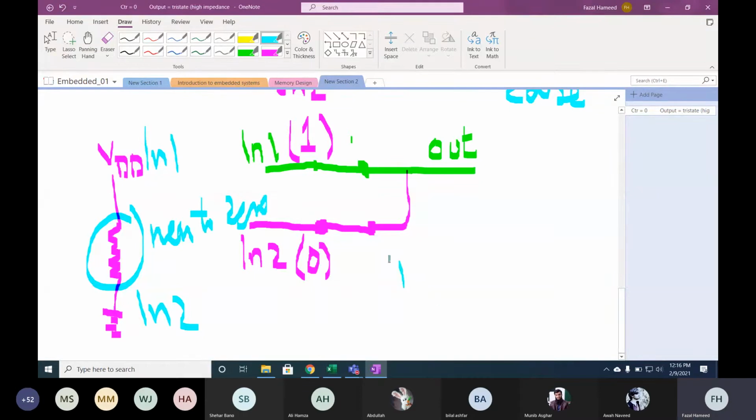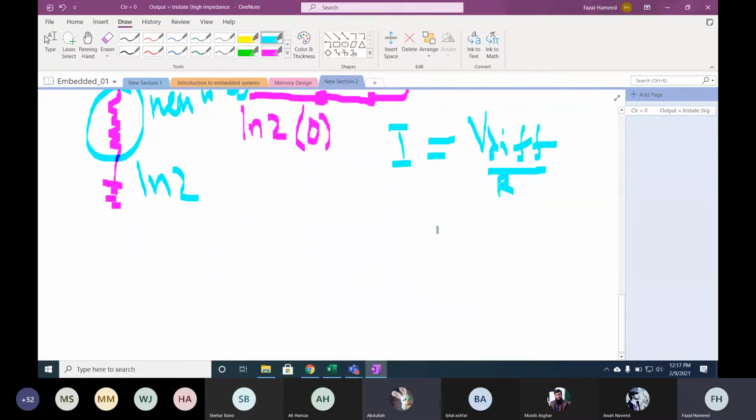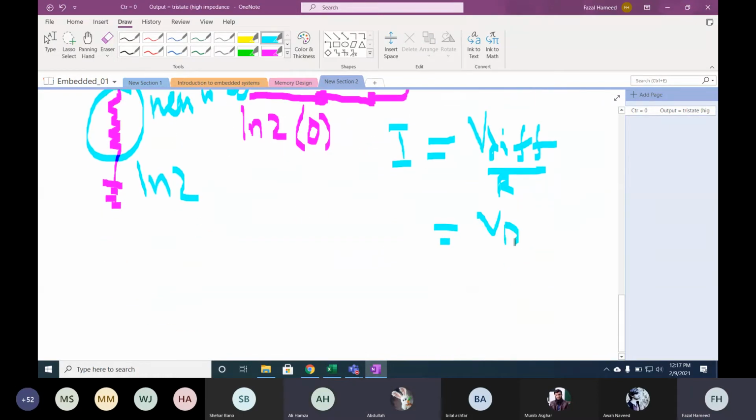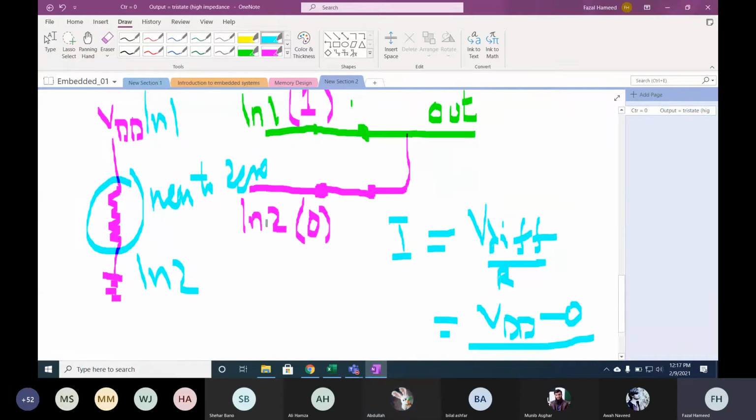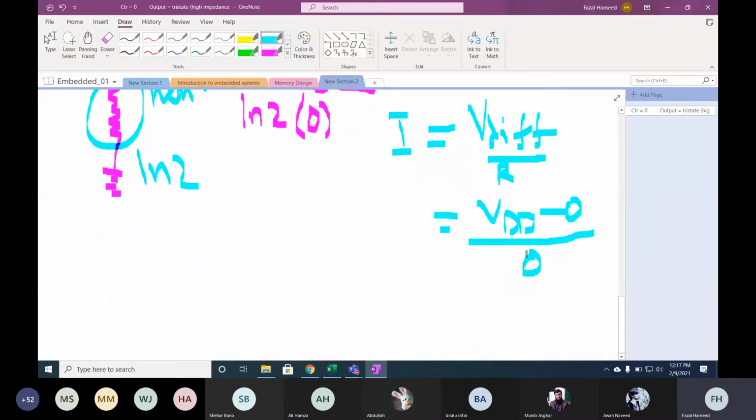So what will be the current? The current is equal to the voltage difference, V diff, divided by R. What is V diff? The voltage difference: the high voltage VDD minus 0, divided by R. And what is R now? Because it is connected, it is nearly 0. So this will be a very high current.